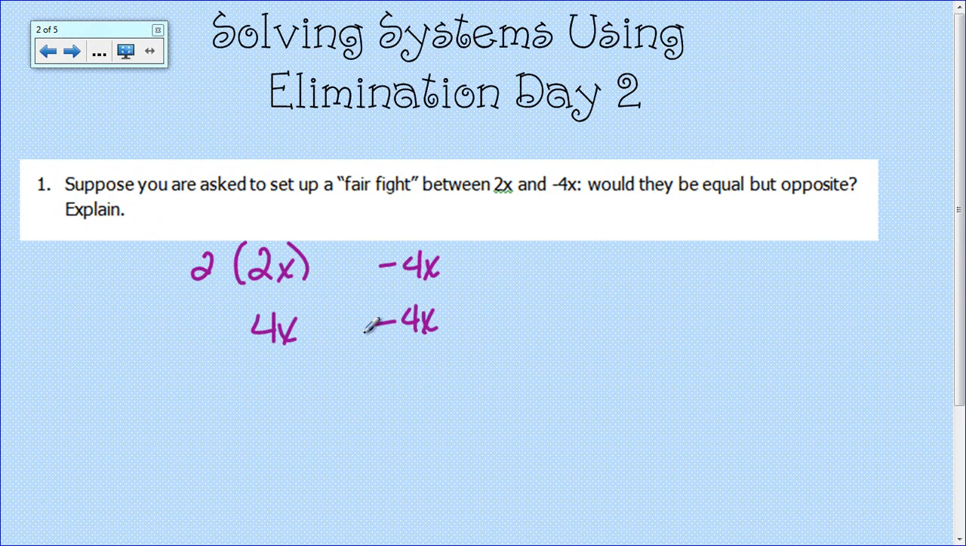And as you can see, they are equal. So they have the same coefficient, but they are opposites. One's positive and one is negative. So yes, they would be equal but opposite. And our goal today is going to be to set up a fair fight between one of our variables so it can be eliminated by multiplying it by something so that they will be equal but opposite. And then we'll eliminate like we did.